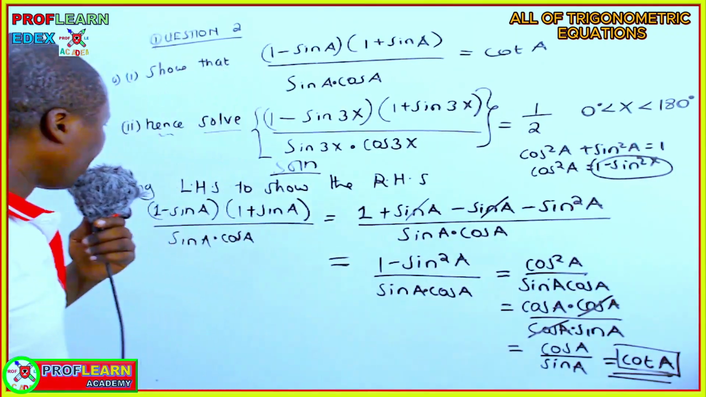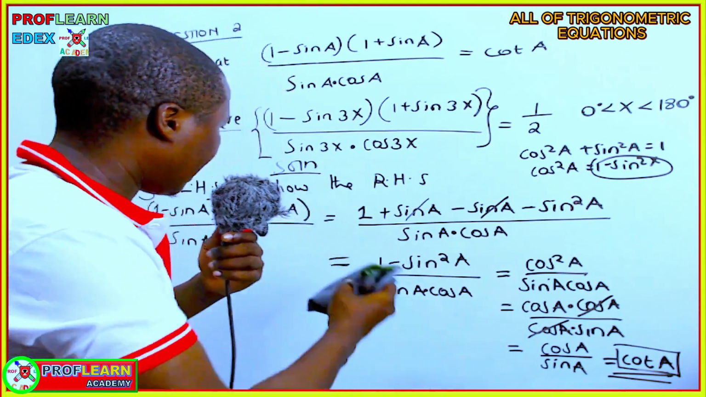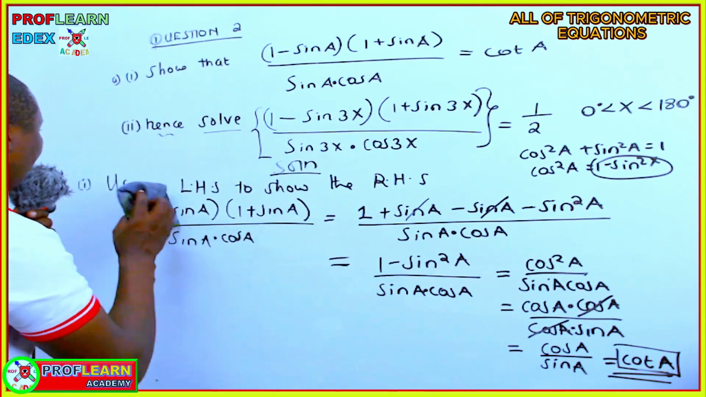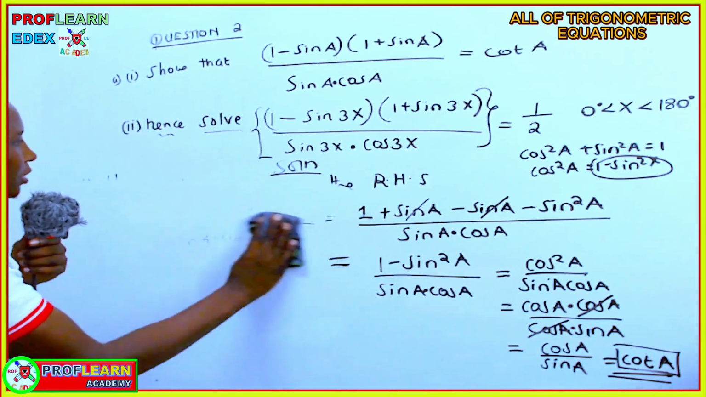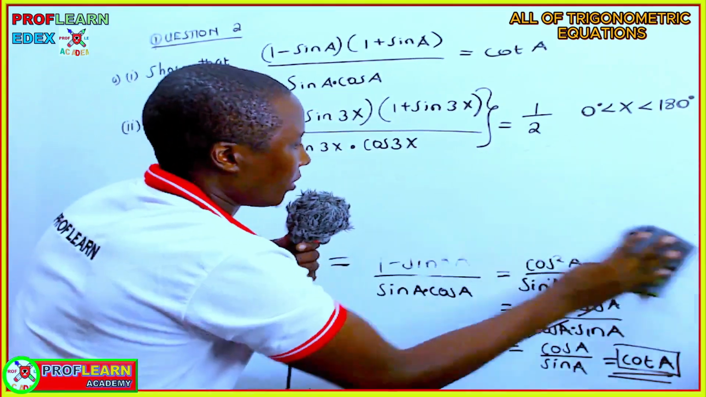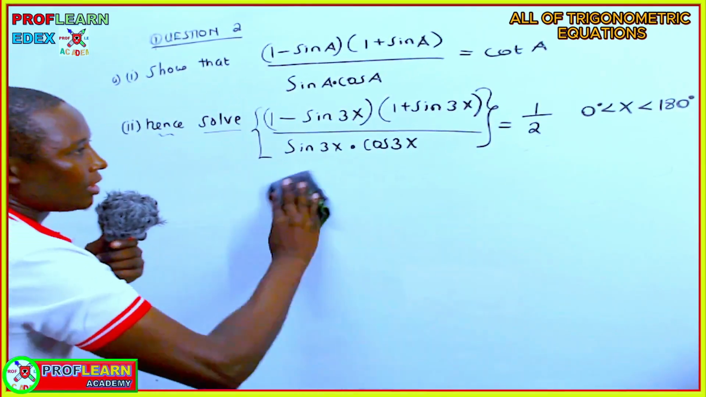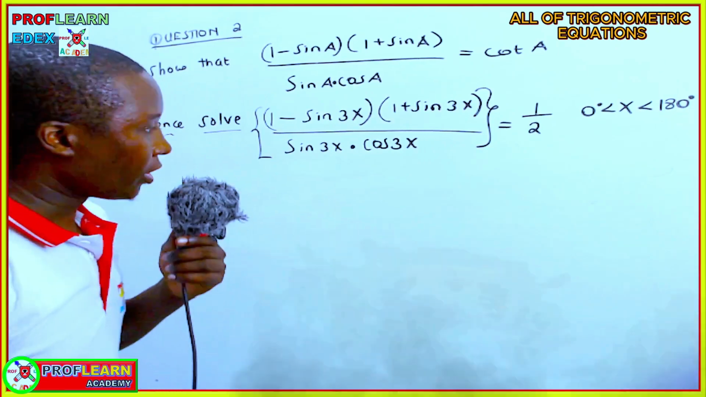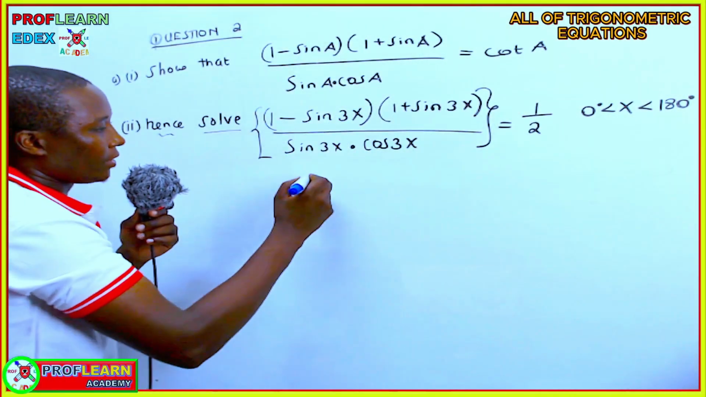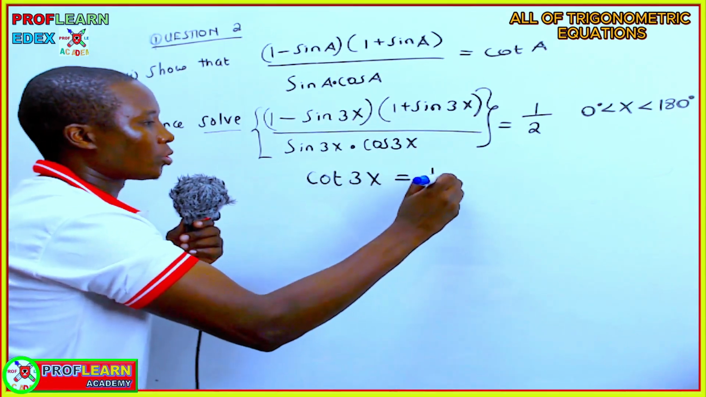I would like to make use of this space that we have here, because we have already shown how to prove this, and I believe you are writing all through as you are following the video. I will replace that so that I can work out this part. If we are solving this part, our A now is 3x, so we can say cot 3x is equal to a half.